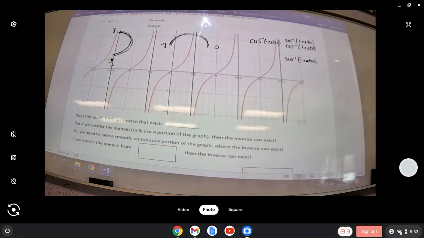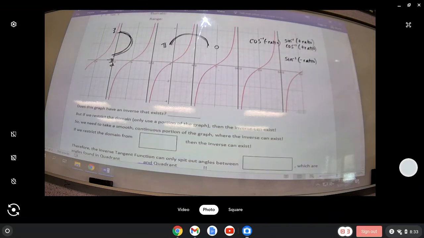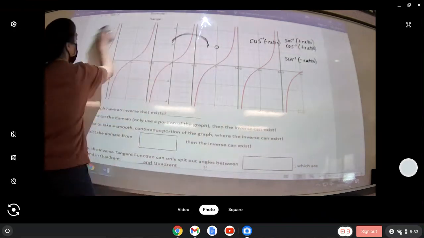So here's the graph of tangent. Can I put it all on? All right. Sorry, it's the far right.